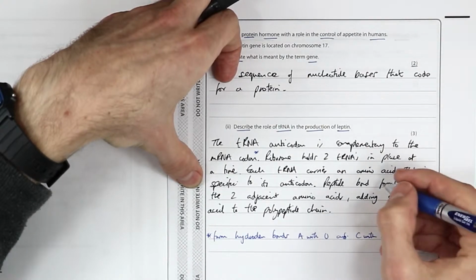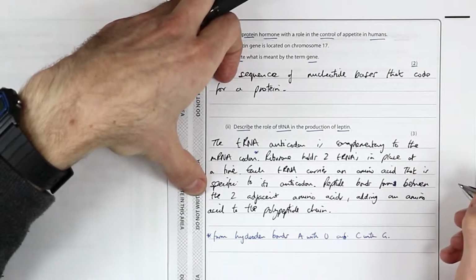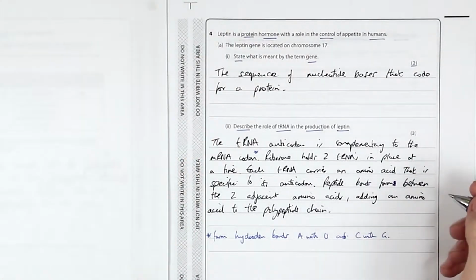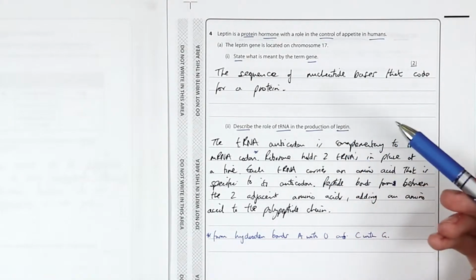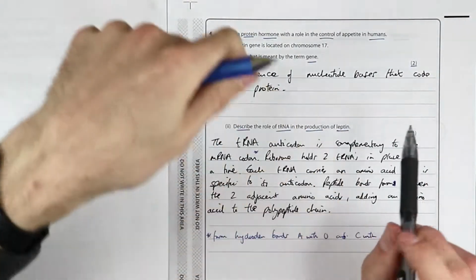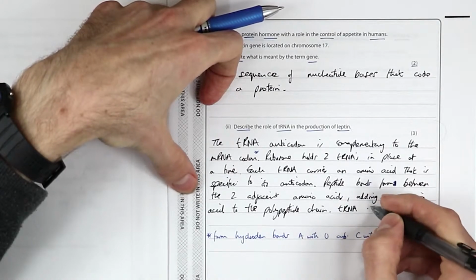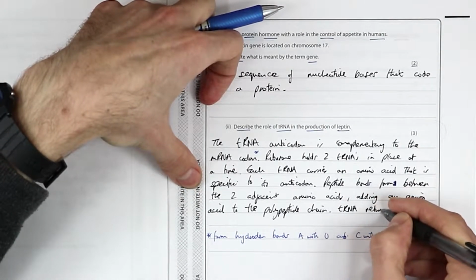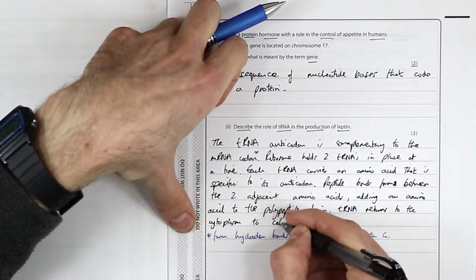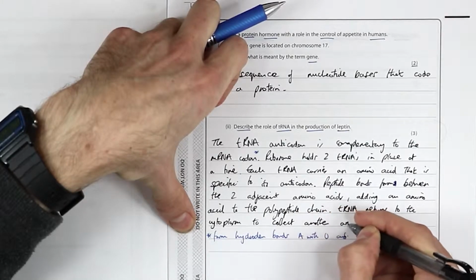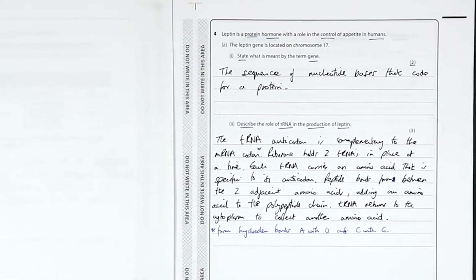Peptide bonds form between the 2 adjacent amino acids, adding an amino acid to the polypeptide chain. Maybe we're saying that the tRNA goes back to the cytoplasm to pick up another amino acid. I don't know why I didn't put that in blue. I was self-checking. I probably should have put it in blue.